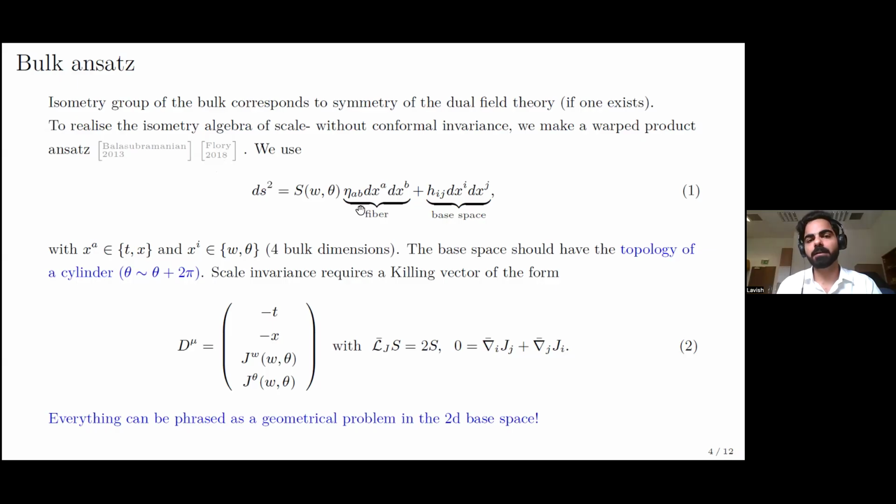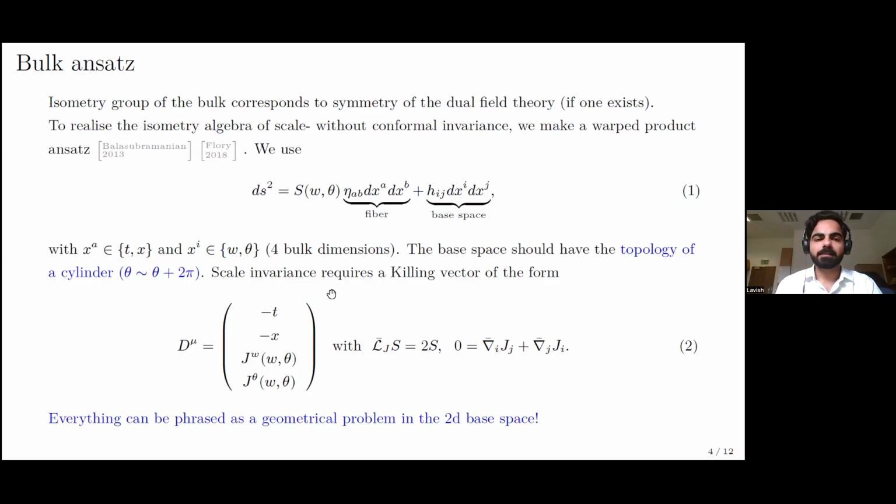One is a fiber, which is a Minkowski space and ensures that Poincare invariance is still preserved. The other one is the base space, which has 2 dimensions. One is the usual bulk radial direction, which we represent by W, and an extra compact dimension theta. The fiber is multiplied with a scalar function, which is a function of the base space coordinates. From this metric ansatz, we can see that the base space should have the topology of a cylinder. That means the extra dimension we have taken should be compact.